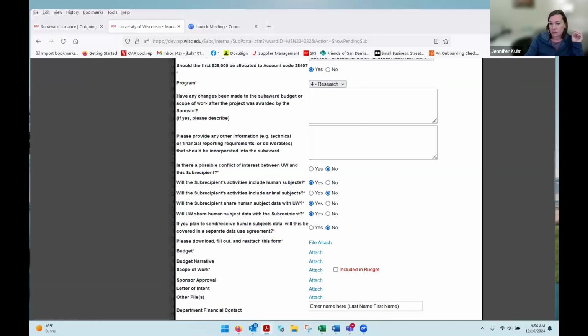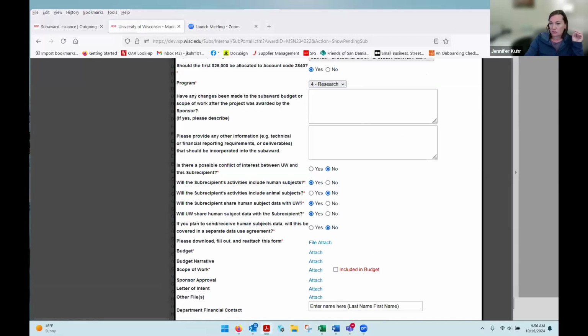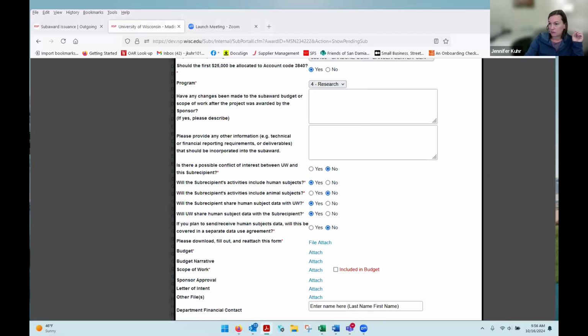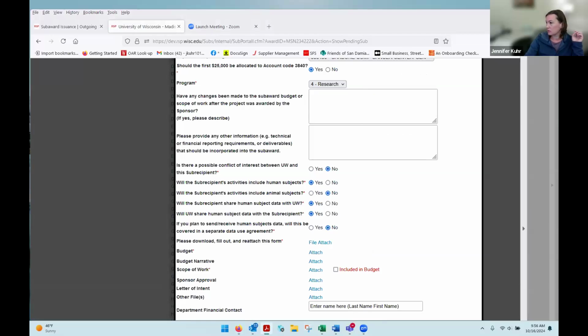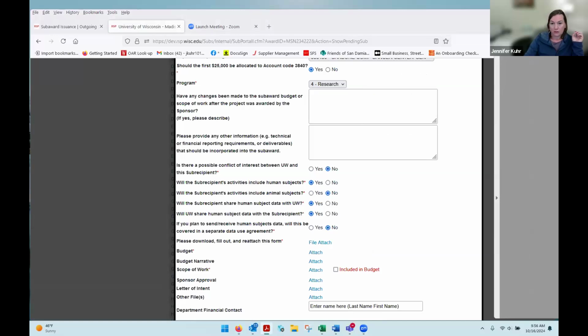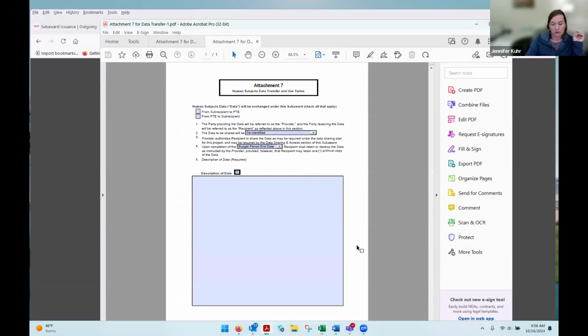So if you don't have a separate data use agreement, can you see my PDF here? Okay, great. So if you don't have a separate data use agreement as part of your project, we ask that you can complete this attachment 7.